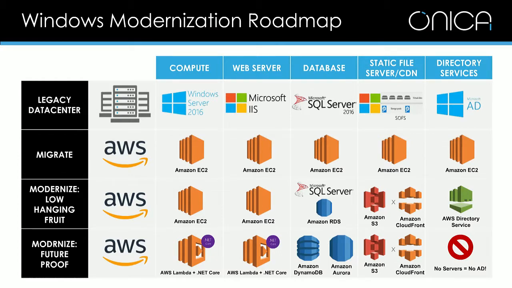Or we can go one step further and actually future-proof these applications and move to Lambda for the compute and for the web layer. And so I'm going to talk more about the story on Lambda later in the presentation, but that would be taking our applications and making them event-driven and not paying for idle capacity. And we could move databases to DynamoDB or Aurora if we wanted to replace SQL Server with modern equivalents. And we could obviously continue to use S3 and CloudFront. And then if we get to this final sort of nirvana state, there is no Active Directory because there are no servers.